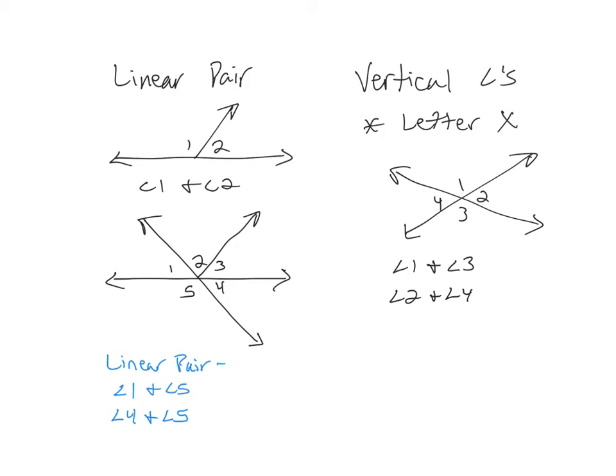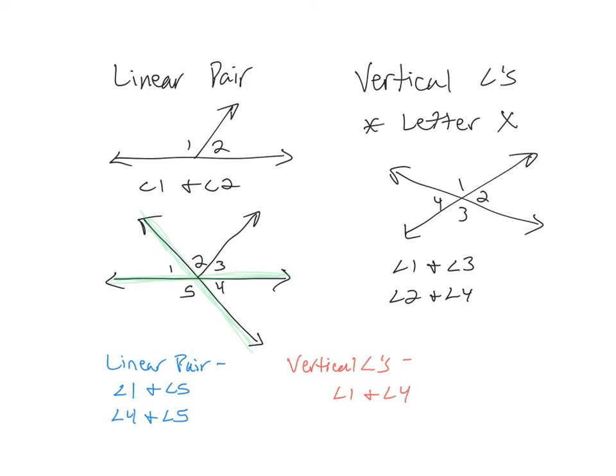Okay. If I wanted to know vertical angles, sometimes it's tricky when there's more than one, there's different lines around. So if you look at this one and this one, there's your X. So I would say that the vertical angles are angle 1 and angle 4.